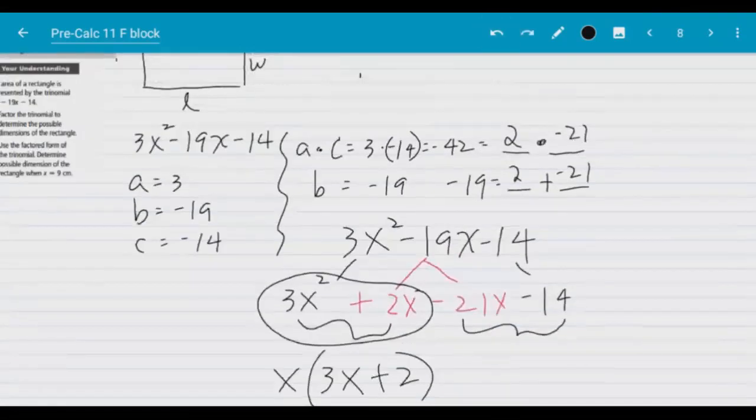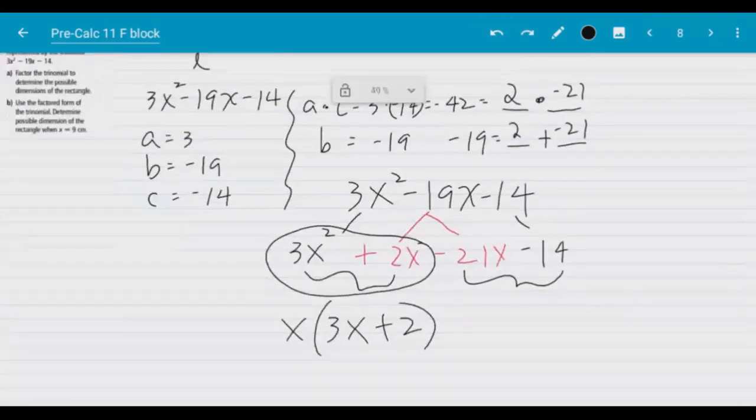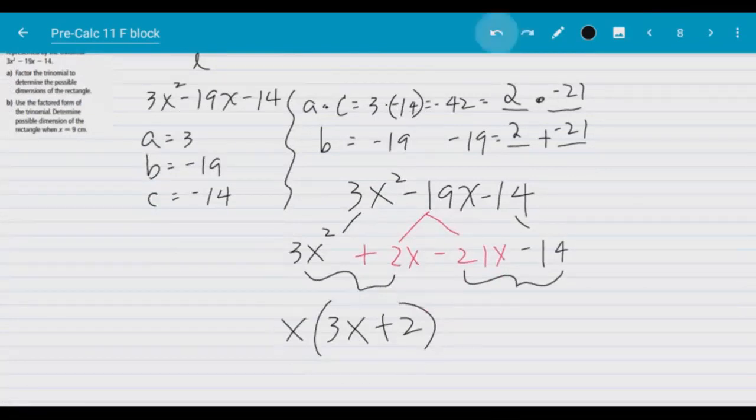Okay. So I would often suggest that what you do is to double check right away. Are you doing this correctly? How can you tell? If you do the distributive property, x times 3x, it's 3x squared, so that's good. X times 2 is 2x, so that's good. Let's move on to the next one.